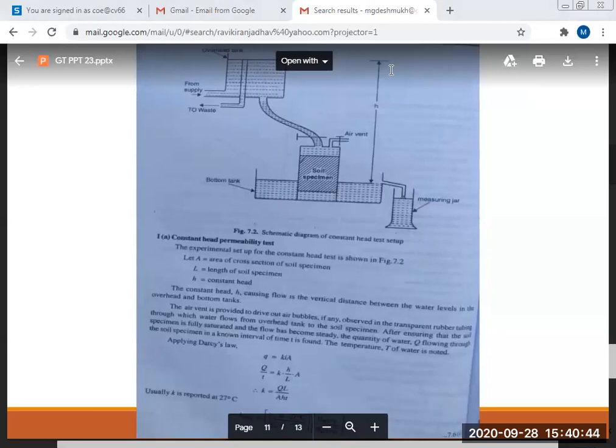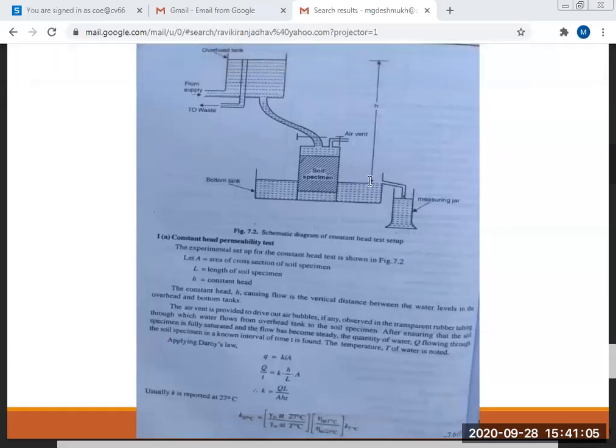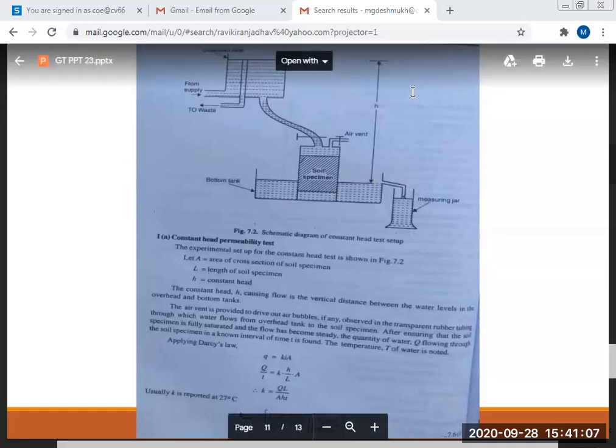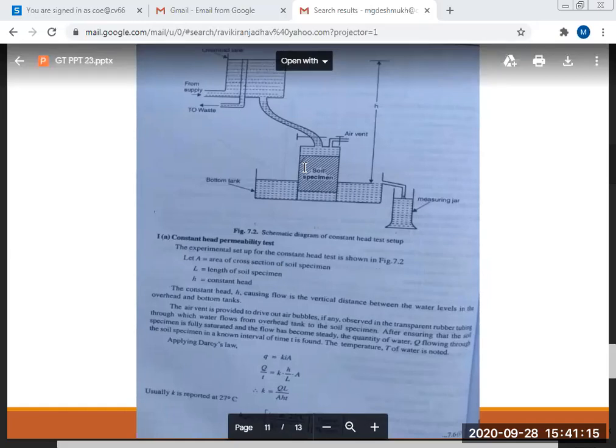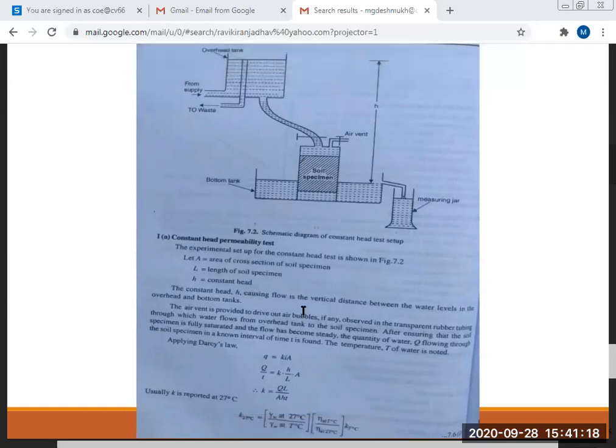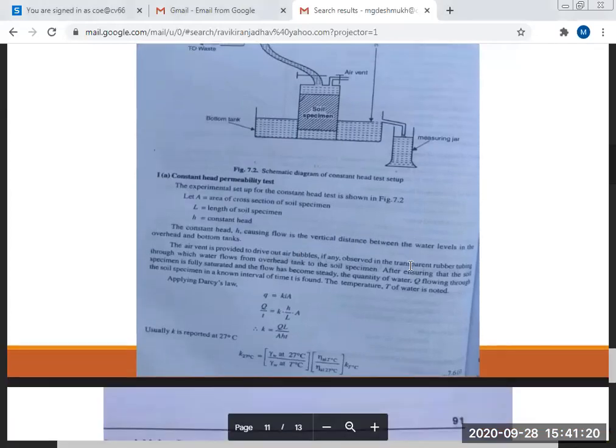Overhead and bottom tank. Okay, got it? So capital H means constant head. This is the head of the overhead tank which you kept on the roof, and the bottom head where you are putting the specimen in the laboratory. That head is maintained constant, and this constant head is H. Of course, whatever water flows is measured in a measuring jar to get the discharge. This you did in your FM labs also. So you know now what is capital A, the cross section area of the soil specimen, L, the length of the soil specimen, and H, the constant head.